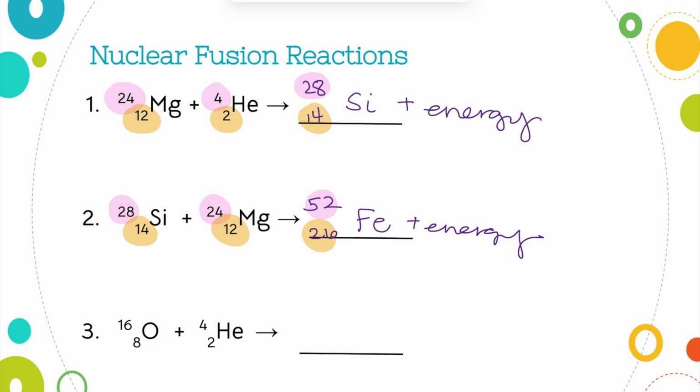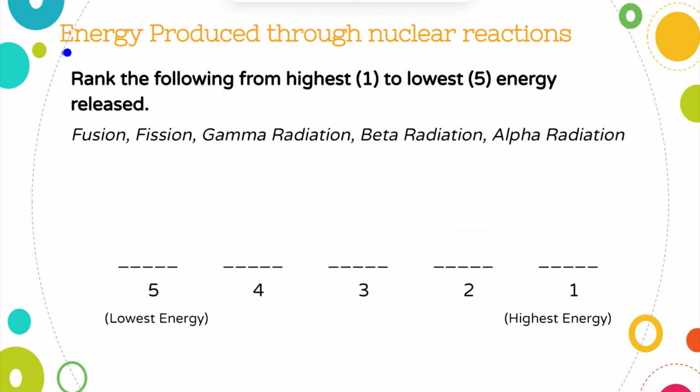Last one, oxygen 16 plus helium 4, so that's plus an alpha particle. That's 16 plus 4, we get 20 for that mass. 8 plus 2, we get 10, and element 10 is neon plus energy for that last example of a nuclear fusion reaction.